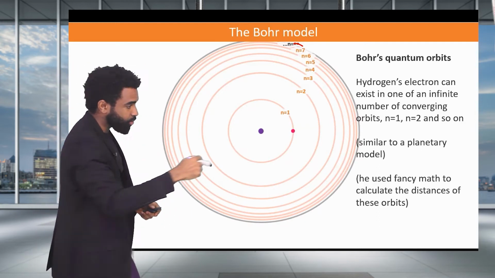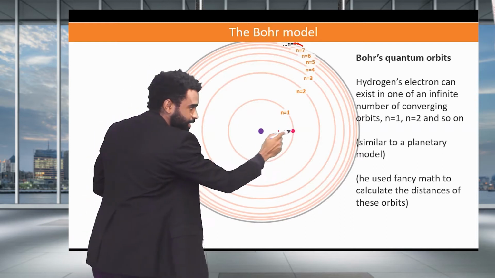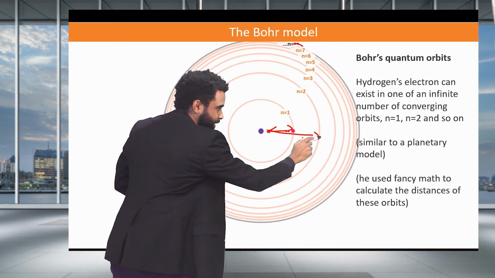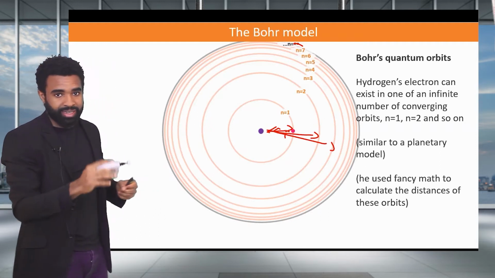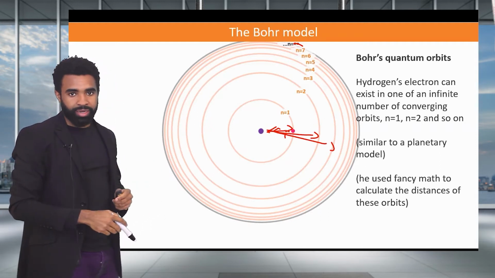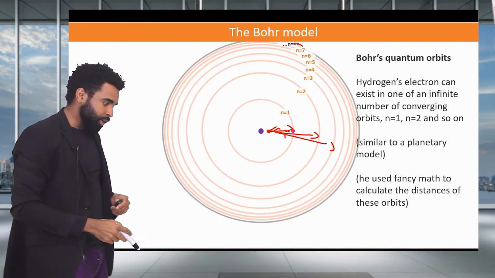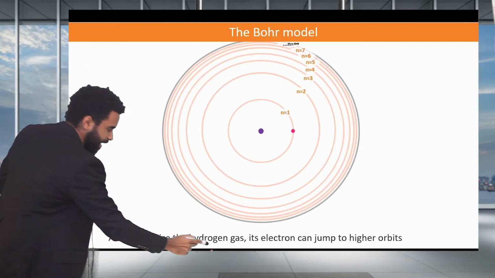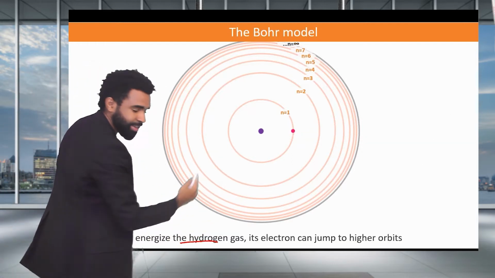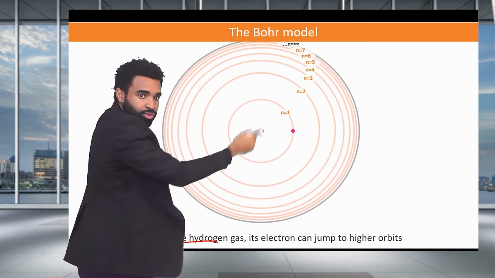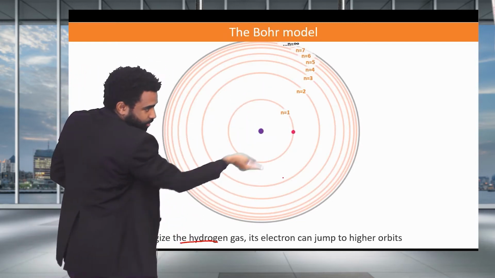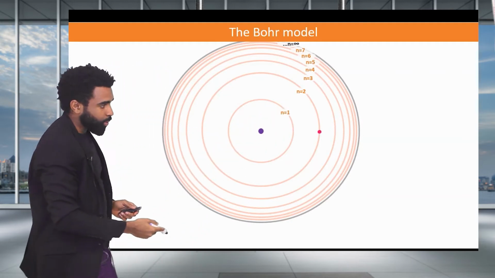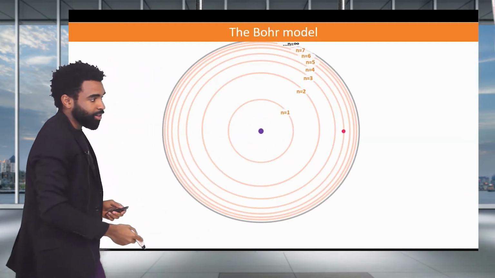What Bohr did was he used some fancy mathematics to calculate what these distances would be expected to be. And we'll see that those distances that he calculated ended up to be quite correct. So what Bohr suggested then is that as we energize this hydrogen gas, this electron can jump to successively higher orbits. So we energize it and the electron jumps to a next orbit. We energize it, it jumps to a next orbit, and on like that.